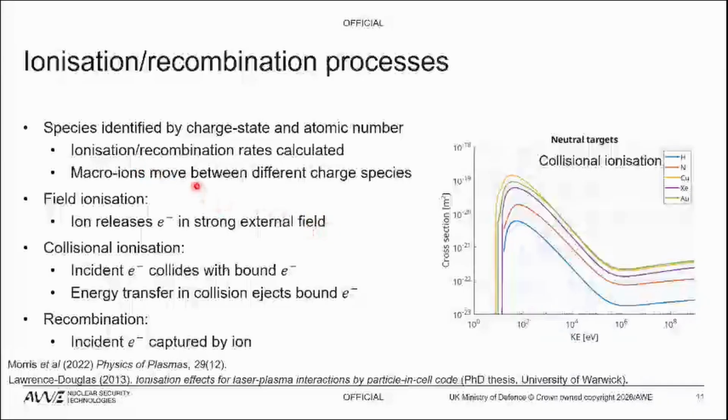If an ionization occurs, we can move our macro ion from one species to a species with a different charge state, and we can also add or remove other macro electrons to represent a full ionization event. In field ionization, we have ions emitting electrons in the field of strong lasers. In collisional ionization, we have incident electrons coming in with some cross-section of triggering a collisional ionization event. This is that cross-section as a function of incident electron energy. And there are similar rules for recombination as well.